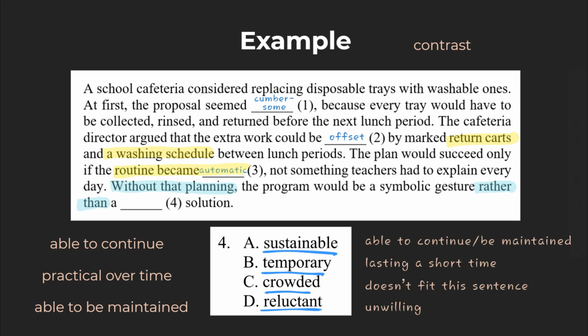Sustainable means able to continue or be maintained over time. In this sentence, it doesn't only mean good for the environment, it means the cafeteria system can actually keep functioning. Plugged back in, we have, without that planning, the program would be a symbolic gesture rather than a sustainable solution. That fits the sentence and the passage as a whole.